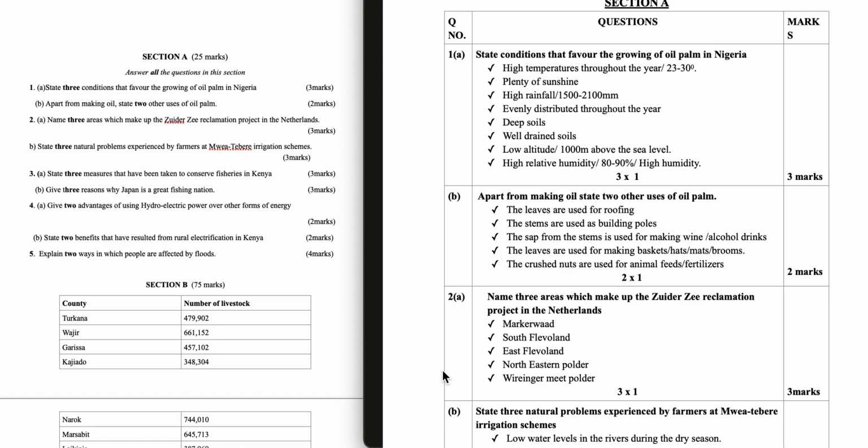Question 2A. Name 3 areas which make up the Zuiderzee reclamation project in Netherlands. Wieringermeer, South Flevoland, East Flevoland, Northeastern border, Waigamit border.